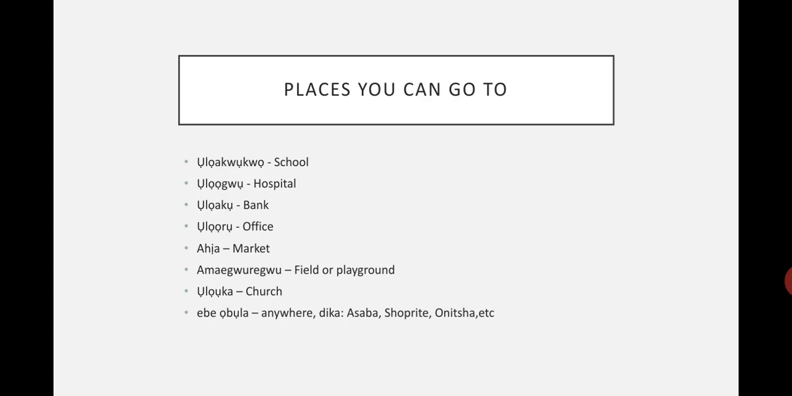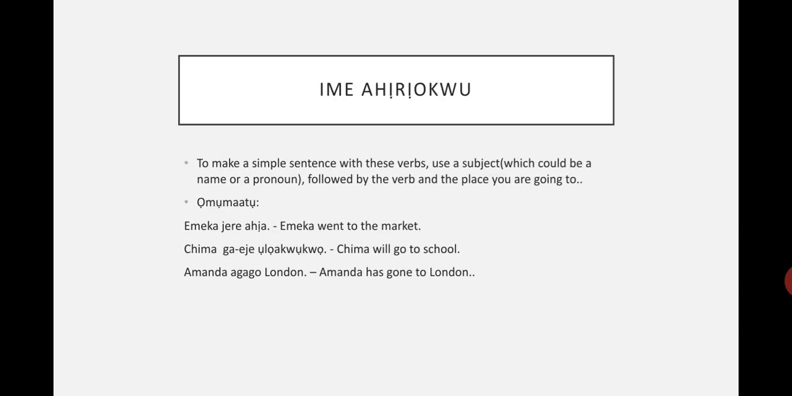Ahịa is market. You can go to ama egwuregwu. Ama egwuregwu is field or playground. You can go to ụlọ ụka. Ụlọ ụka is church. You can go to ebe ọbụla. Ebe ọbụla means anywhere. Anywhere could mean a particular place like Asaba, ShopRite, Onitsha, London, America, Australia, anywhere. You can go to anywhere. So when you're using the verb to go, you have to tell us where you're going to, as the case may be.